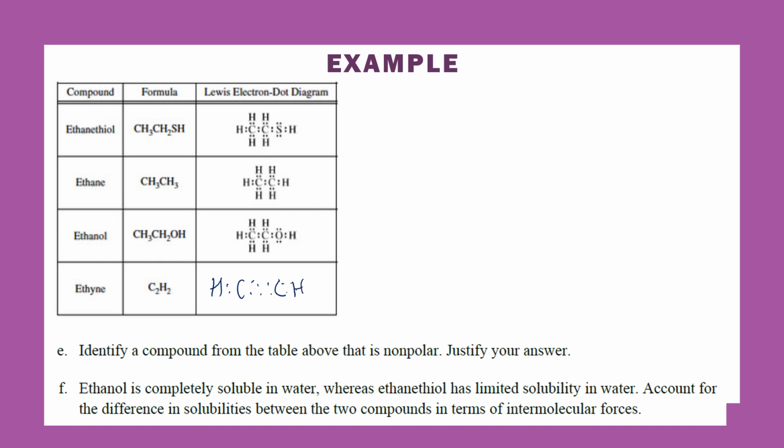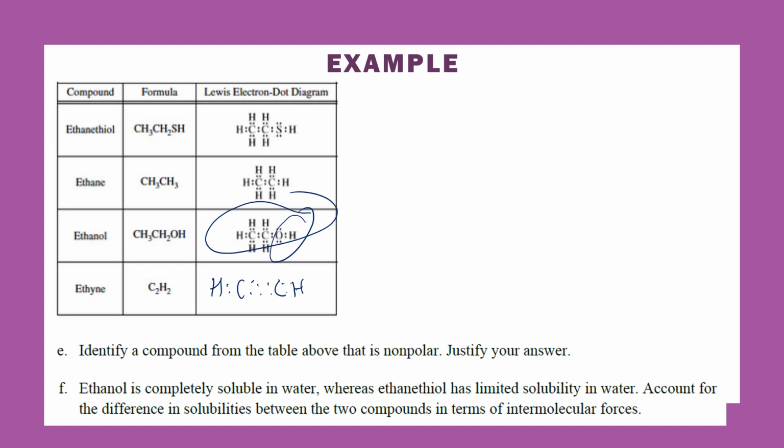Okay, now for part E, identify a compound from the table that is nonpolar and justify your answer. You had a couple options here. It just said to identify one of them. So this one is a polar molecule. You have this SH down on one end, making it uneven. You'll have a slightly more negative side where the sulfur is versus a slightly more positive side on the other end. Same idea with the ethanol. You'll have a slightly more negative end with the oxygen hydrogen.